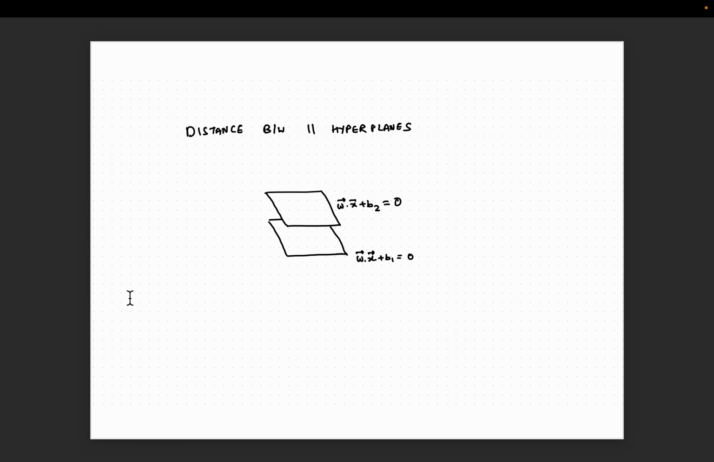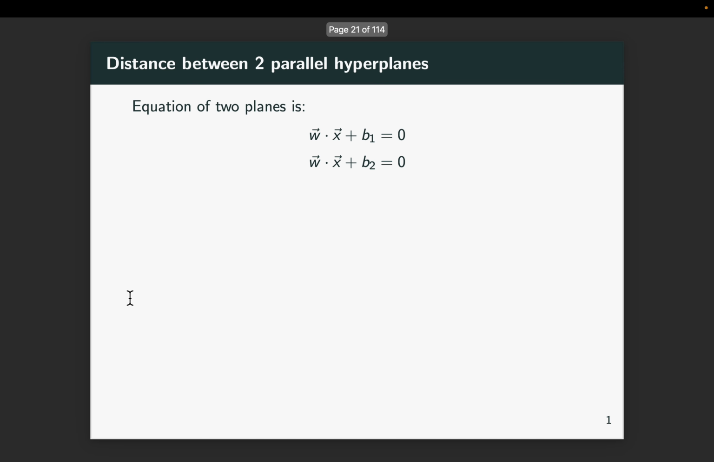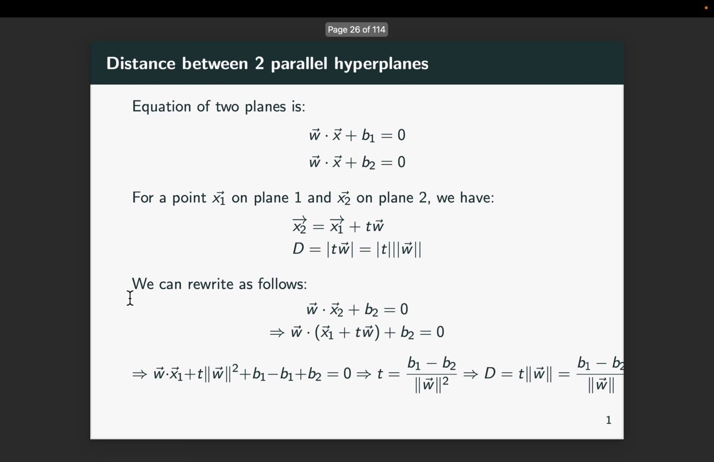We then figured out the distance between two parallel hyperplanes, because that's what we're saying is the margin, the distance between two parallel hyperplanes, wx plus b1 equal to 0 and wx plus b2 equal to 0. We figured out that the distance between these two is b1 minus b2 divided by the magnitude of w vector, and you can just put an absolute value on the numerator also if you're just talking about the distance.